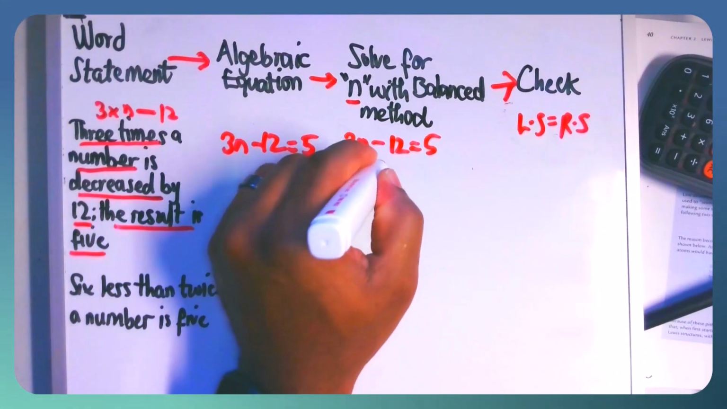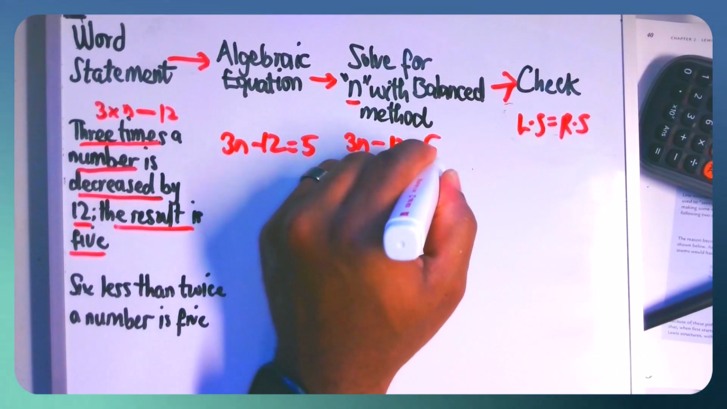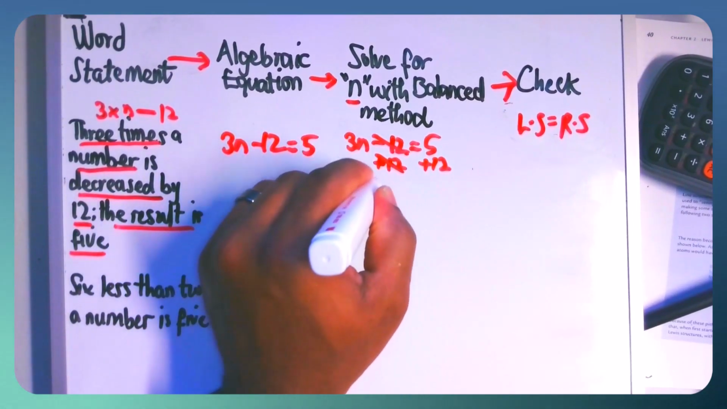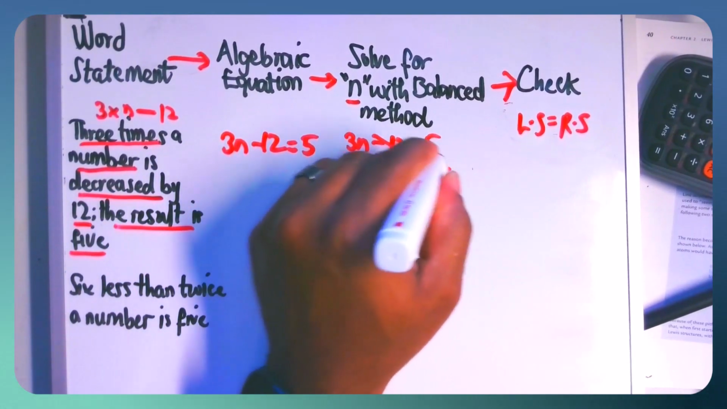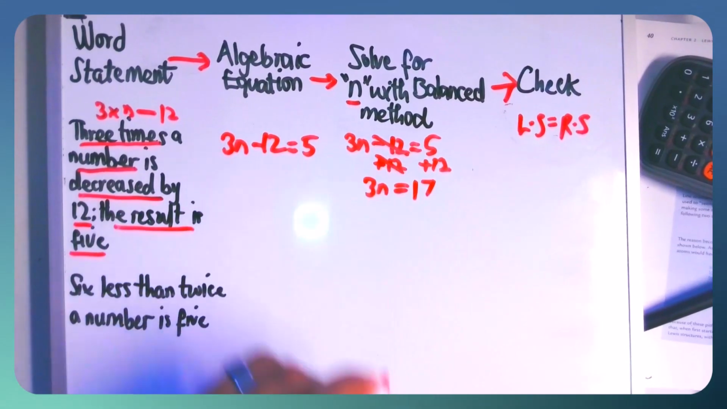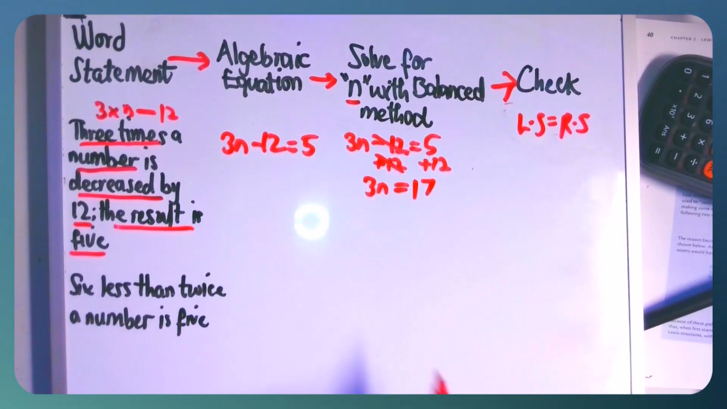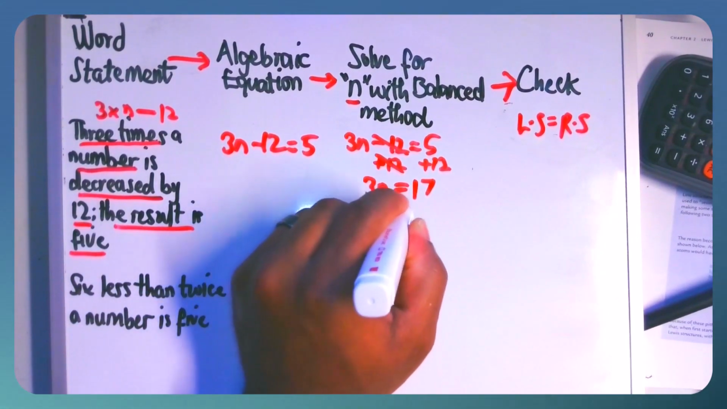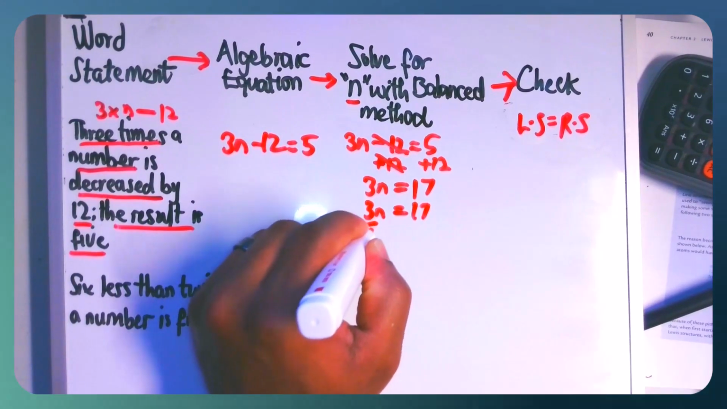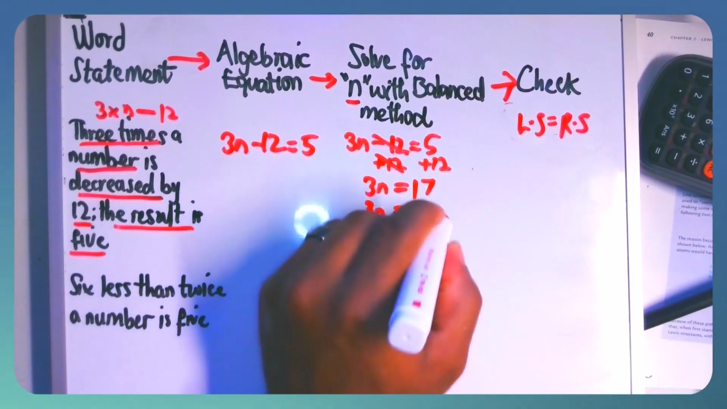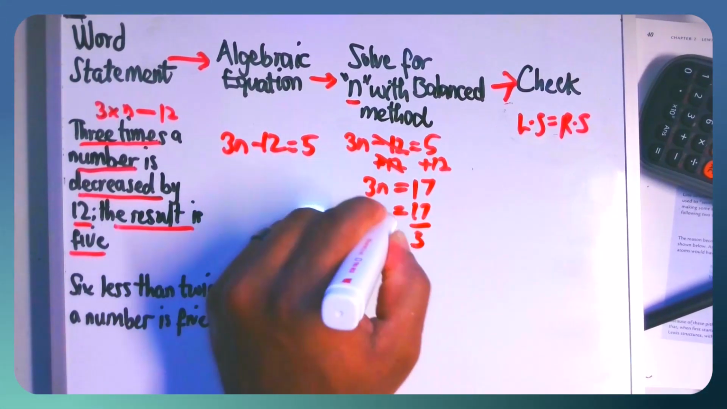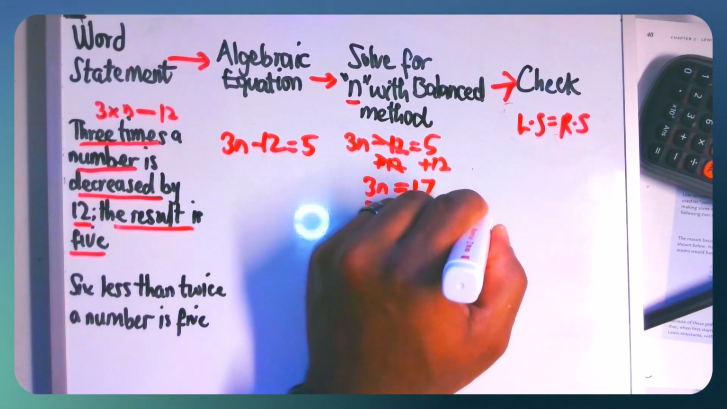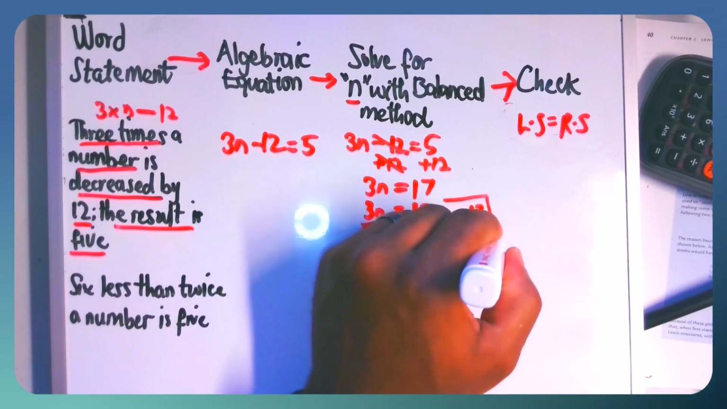By balance method, we add 12 to both sides, and that means that this becomes 0. On our left side, we're going to have 3n, and on the right side, we have 17. And here, our final step is what? We divide both sides by 3, so that means 3 divided by 3 gives us 1. And on the other side, we have 17 divided by 3, and that means here our end value is equal to 17 over 3 as our answer.